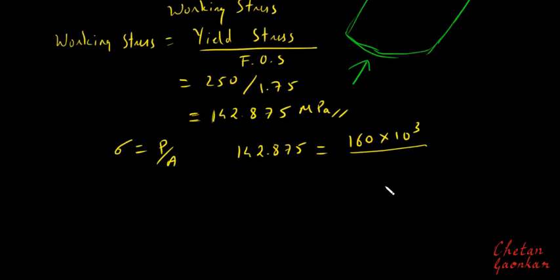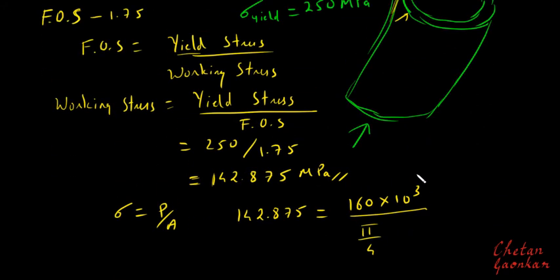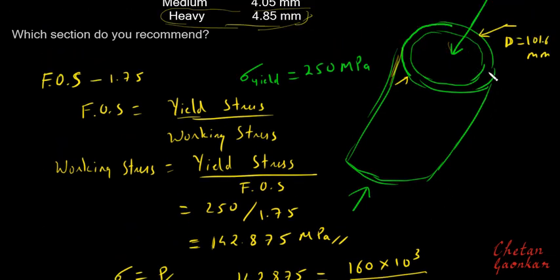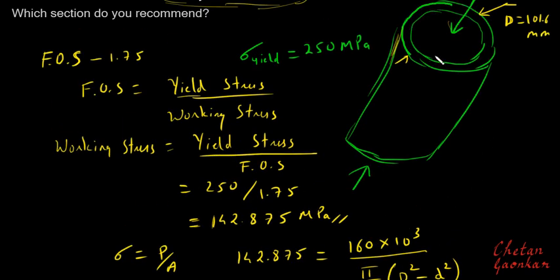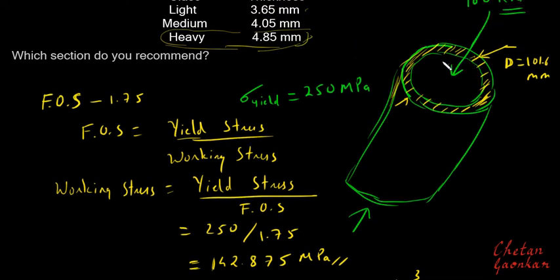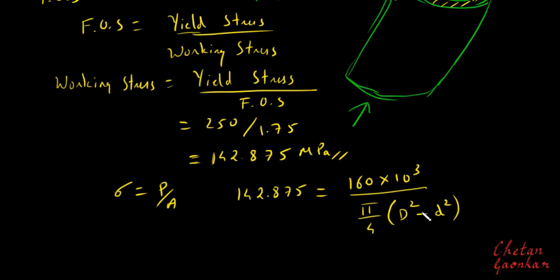Now the area of a circle can be given as pi by 4 d square. But this is a hollow cylinder, or hollow tube. So this will be pi by 4 times outer diameter square minus inner diameter square, because this will be this area minus this area. We are only interested in the area which will resist this applied force. So this area can be calculated as outer area minus inner area, pi by 4 times outer diameter square minus inner diameter square.